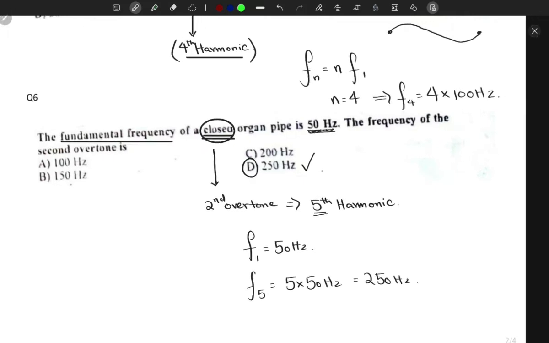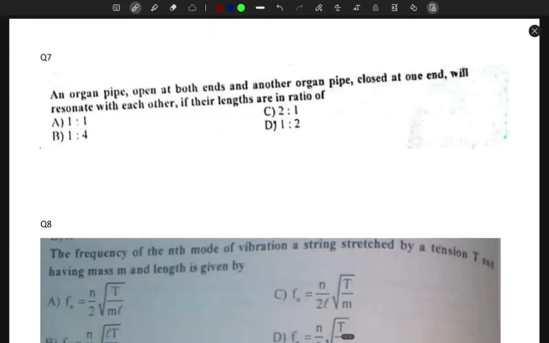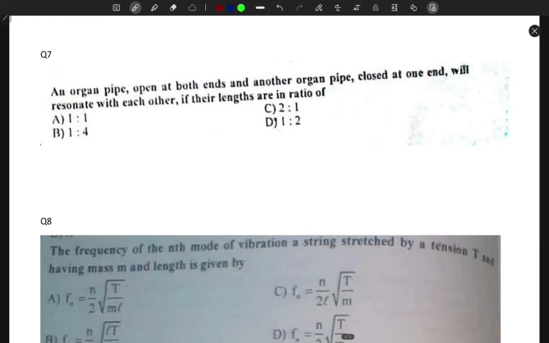Now let's move on to the next question. We have question number 7, and it reads that an organ pipe open at both ends and another organ pipe closed at one end will resonate with each other if their lengths are in the ratio of. So will resonate with each other implies that the frequencies are the same for both of them. So we can just say the frequency for first organ pipe is equal to the frequency of second organ pipe.